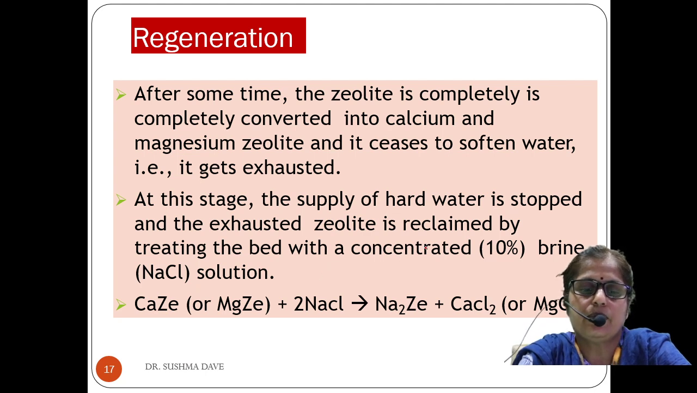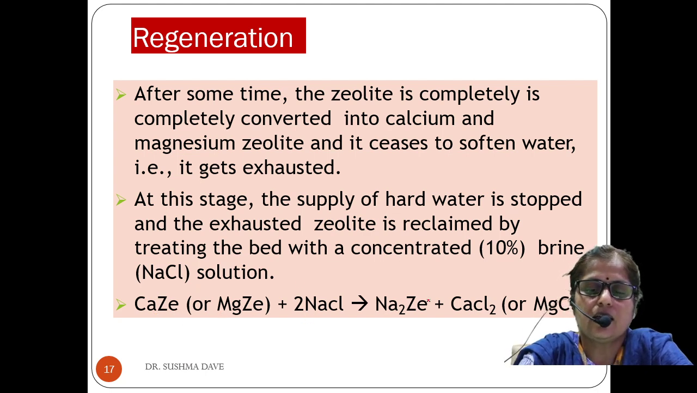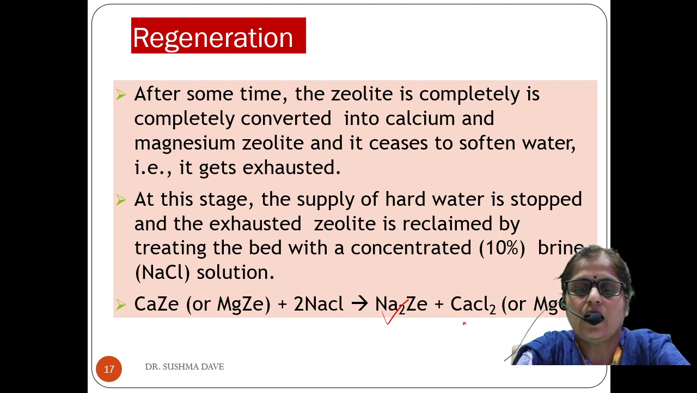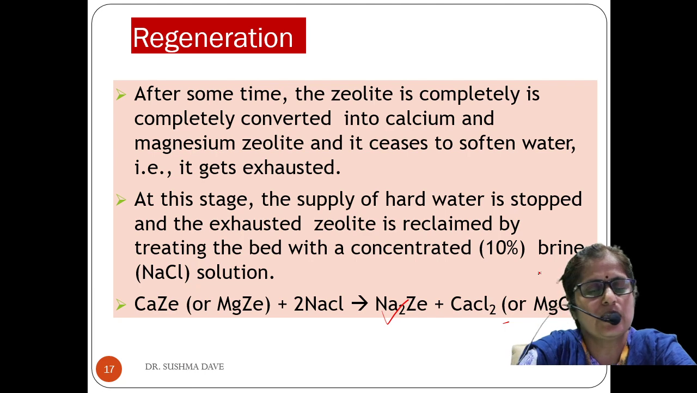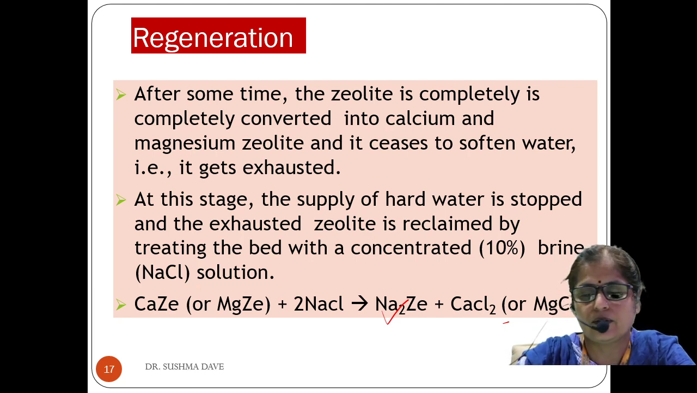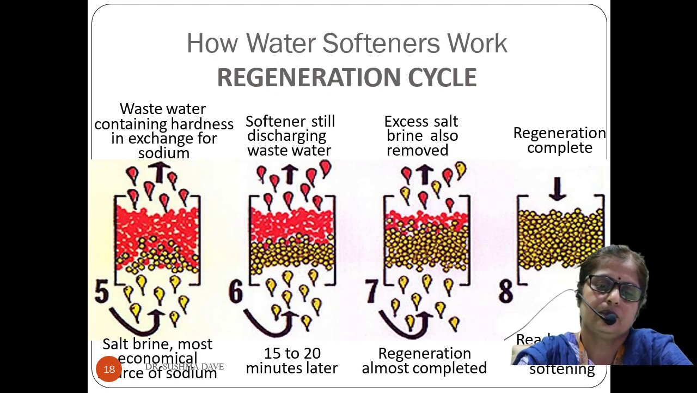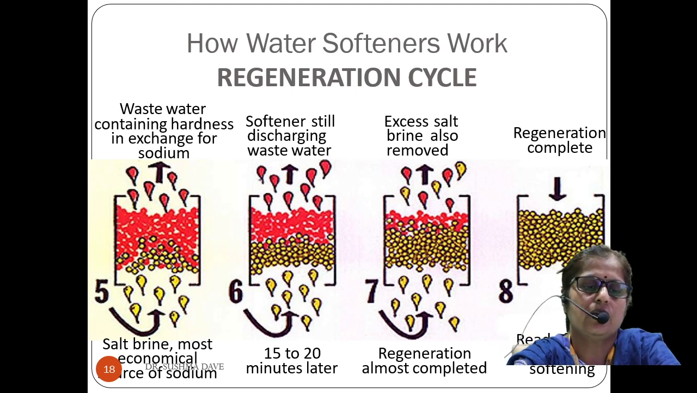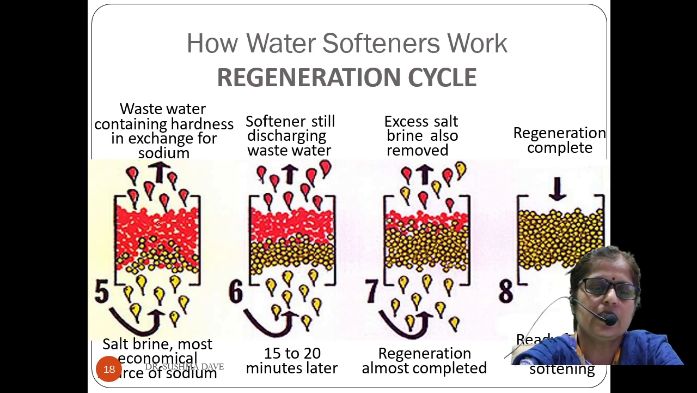by using 10% brine solution, that is NaCl solution, which when it reacts with calcium zeolite or magnesium zeolite, converts it again back to its previous original state, that is Na2Ze, and the hardness producing substances like calcium chloride or magnesium chloride are eliminated. This can be explained by a pictorial presentation, like we are reversing the cycle.